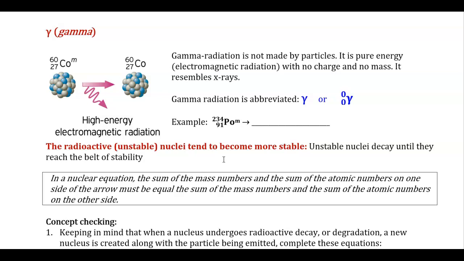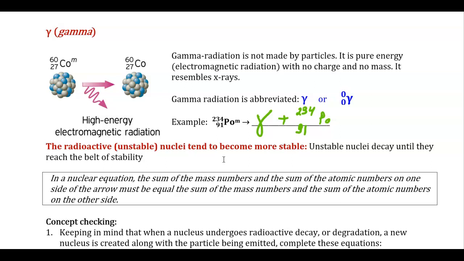The nucleus becomes more stable, releasing extra energy. So let's say polonium can produce gamma radiation. You can use this symbol, and no charge, no mass. Gamma is not a particle, it's energy. No charge, no mass. That's why we will have the same atomic number here and the same mass number here. And it will still be polonium, but with less energy inside.